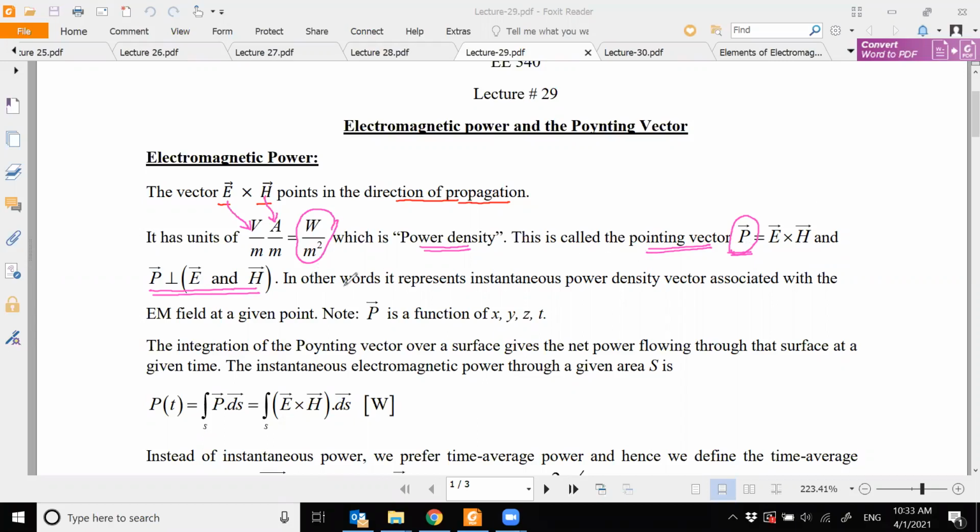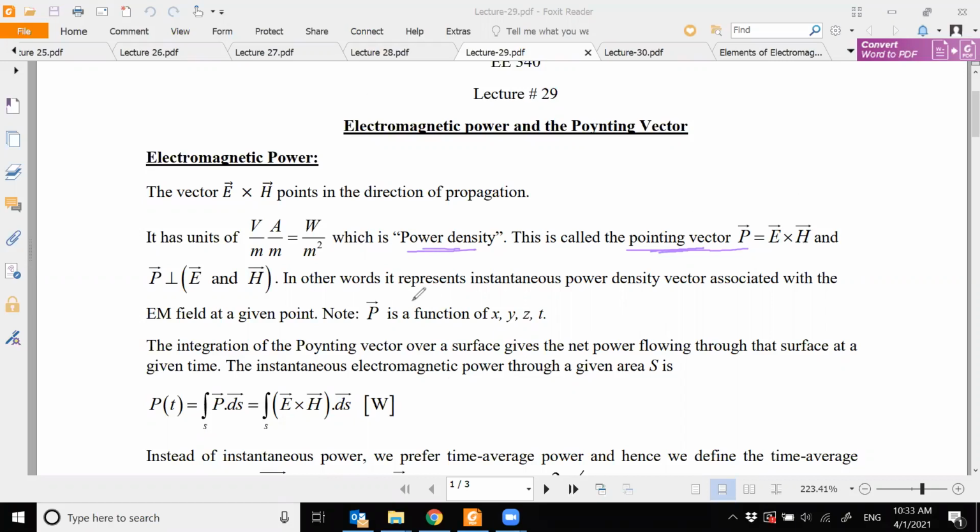So this is what we have studied till now. It's the same thing, except that we are now giving a new name to E cross H, and that new name is the Poynting vector. We are giving this new name because of a valid reason. We see that E cross H is a sort of power density. That's why we gave it the name Poynting vector.